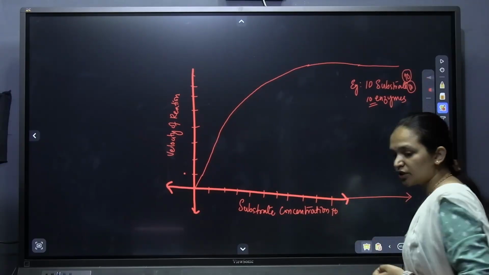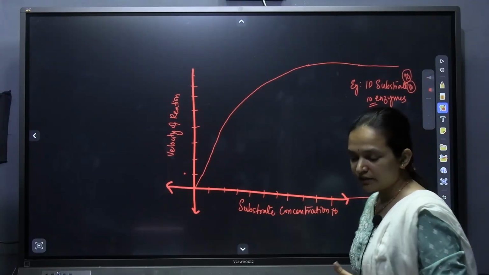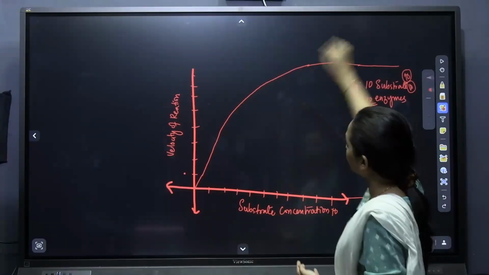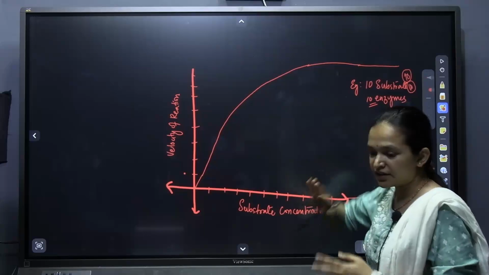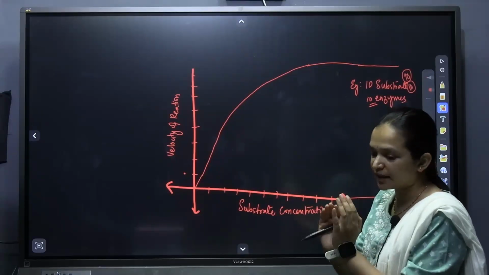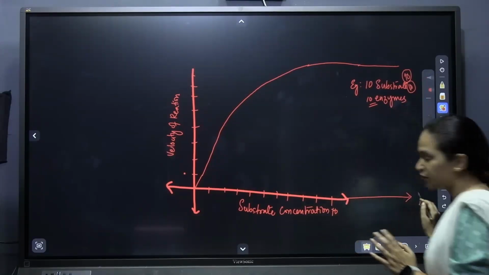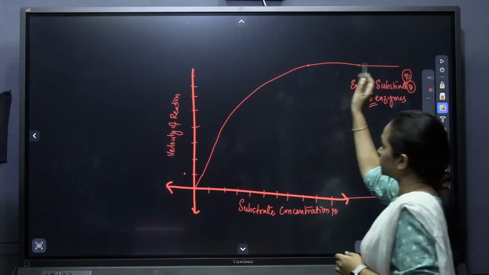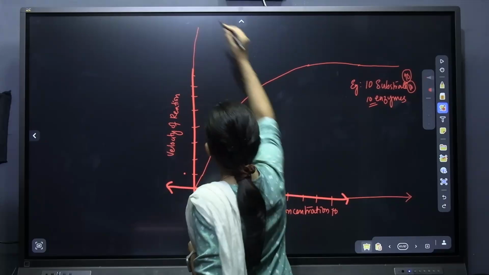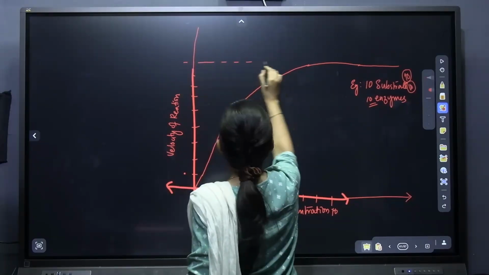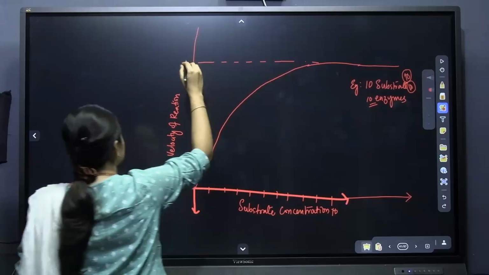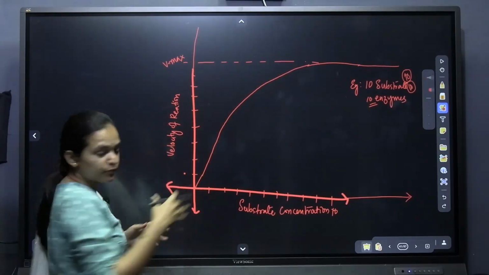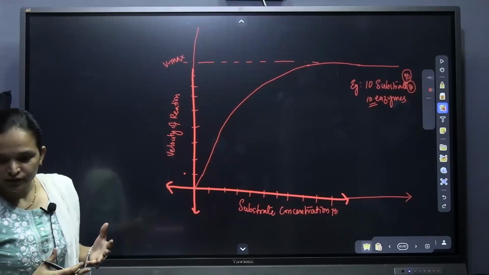Because the enzymes are already occupied, right? Even if you add more substrate, you have to add more enzyme, then only the graph goes up. Otherwise, if you have a limited amount of enzymes and you go on adding the substrate, it will be of no use. It will attain saturation here. This particular point we call Vmax, that is, velocity is maximum here.